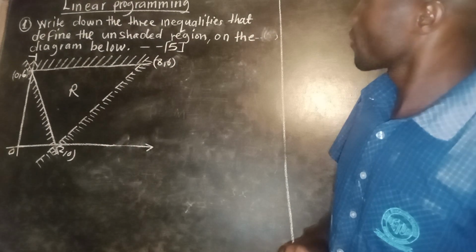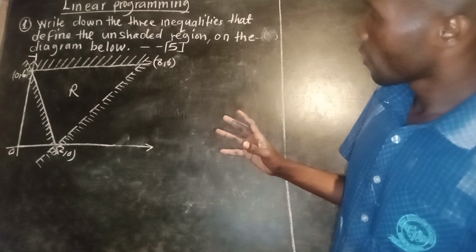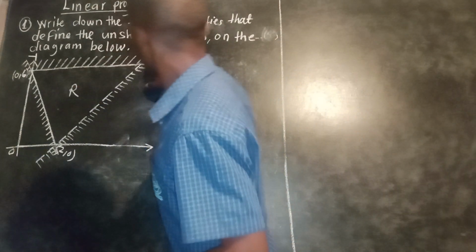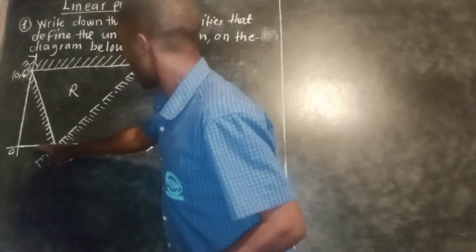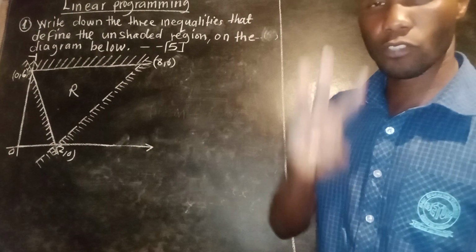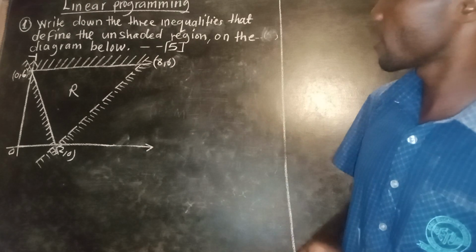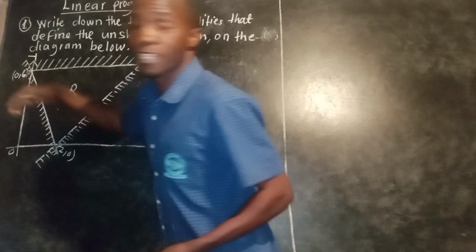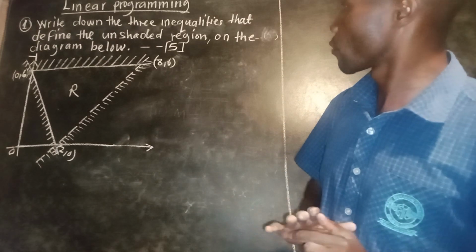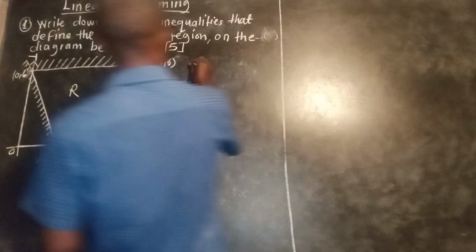Now when you look at the Cartesian plane, we have 3 lines. There is this one, there is also this one, and this one. No wonder they are saying we should write 3 inequalities, because we have 3 lines there. So let us start with this one, which is intersecting the y-axis only. We are going to name it number 1.